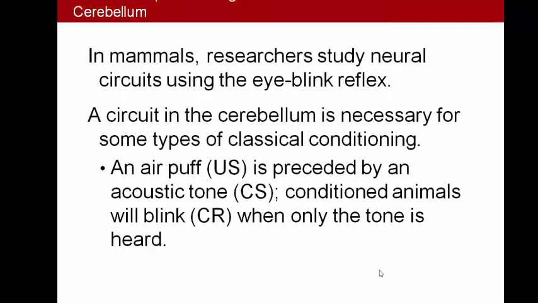Now, as I said, there are reasons why this type of research is easier in creatures that have simple nervous systems. Mammals tend to have pretty complex nervous systems, but there have been some circuits related to learning that have been identified in mammals as well. One that your textbook gives as an example is this eye blink reflex.